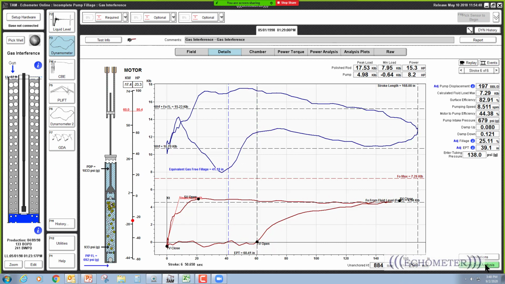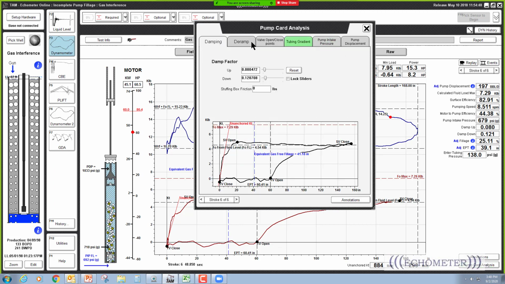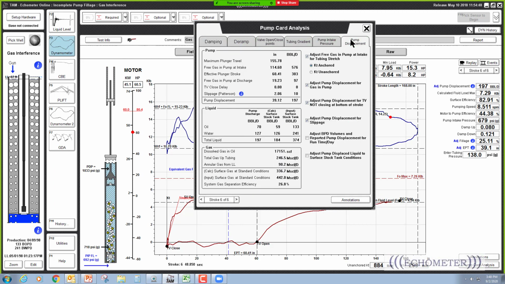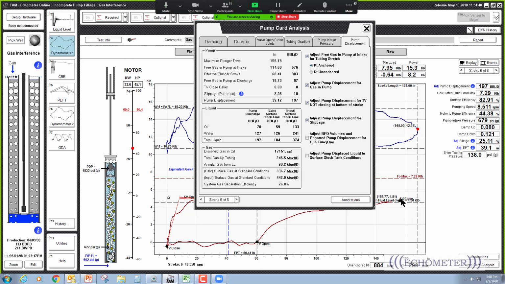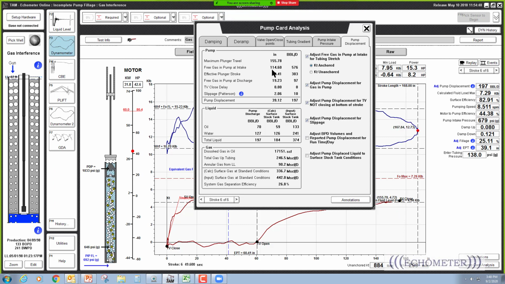interference idea, you click on the pump card analysis button and you go over to the pump displacement tab, and it says that in this well we lost 114 inches of pump displacement due to gas interference out of about 155 inches. So there's only 35 inches of used pump displacement from here to here. That says 40, but we also lost some to slippage, which is about 10 inches.